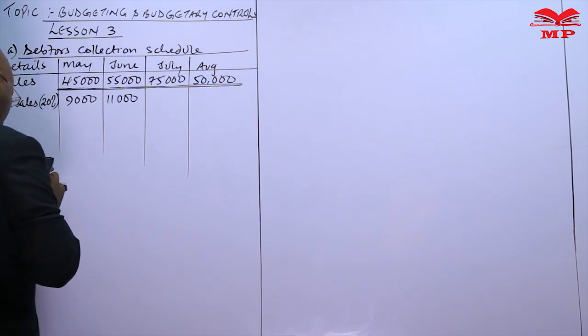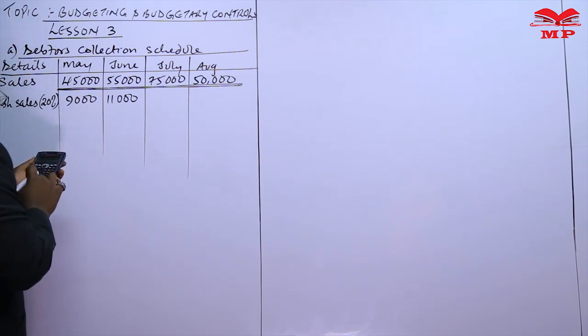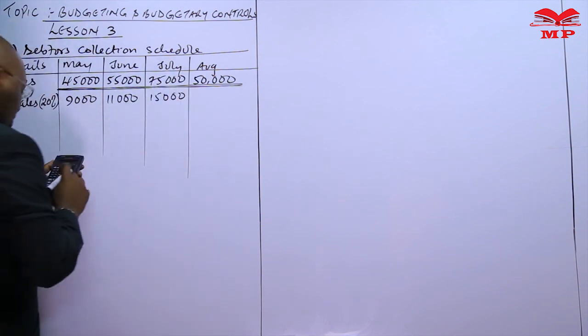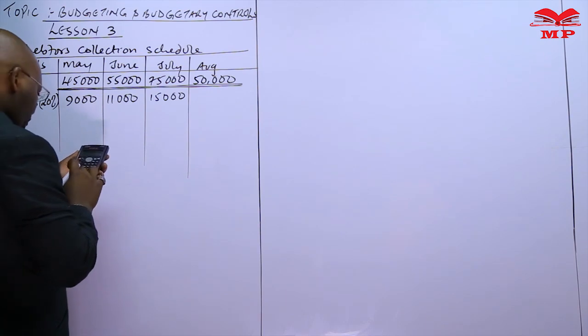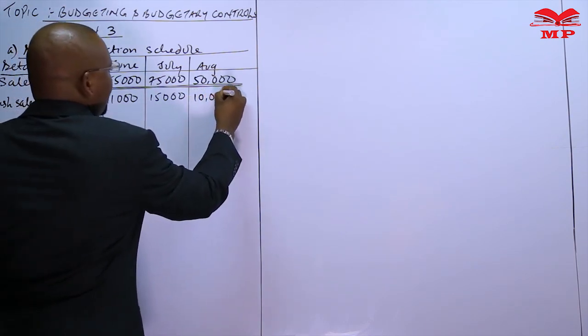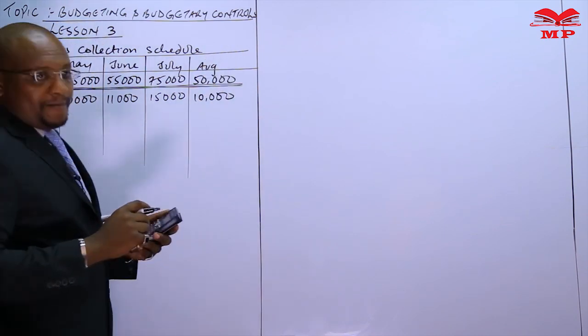Then you have 0.2 times 75,000, this is 15,000 to be paid the same month. 0.2 times 50,000, this is 10,000 to be paid the same month. That's the collection to be done.